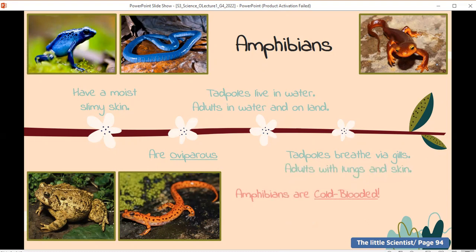Amphibians are cold-blooded. Do they have a fixed body temperature? No, they don't have a fixed body temperature. Their body temperature depends on the surrounding, so they are cold-blooded. We are not cold-blooded.